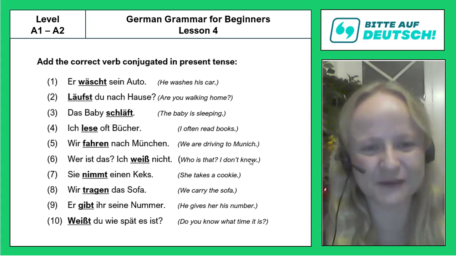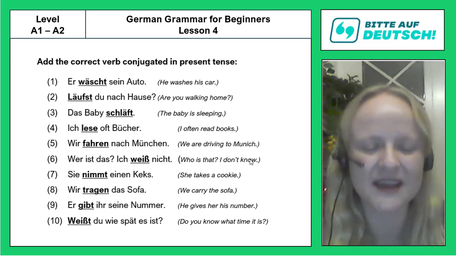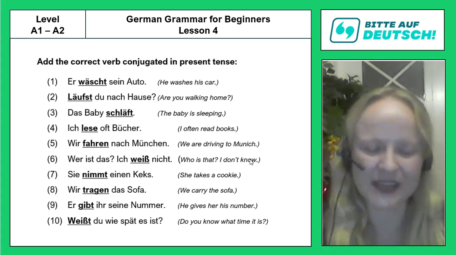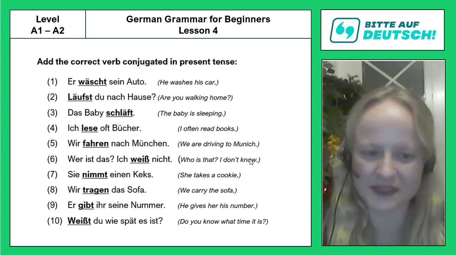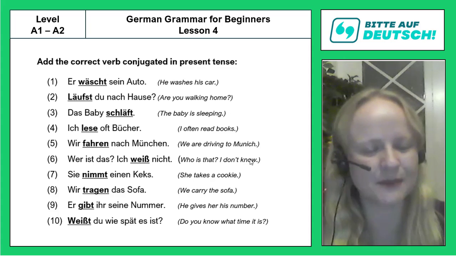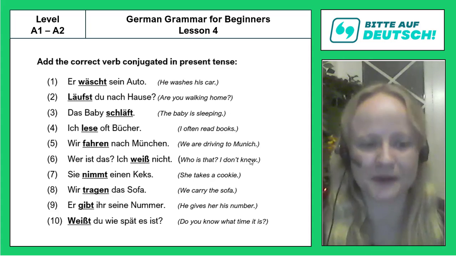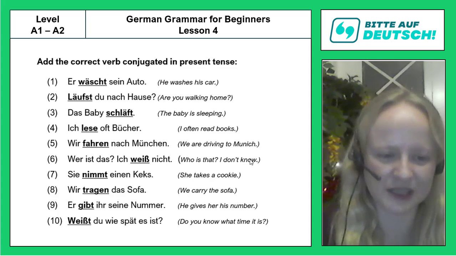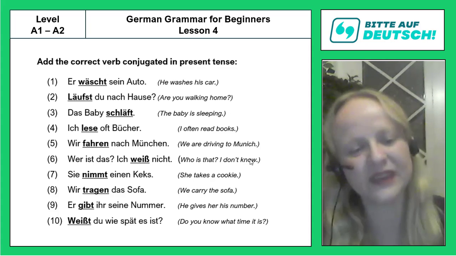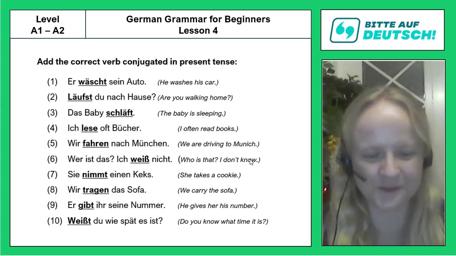Okay, so the infinitive of this verb is geben. Geben, to give. And that changes in its conjugated form for the second and third person singular to the verb stem, gib, gib. And then we add the t as the conjugation ending for he, she, it. Er gibt ihr seine Nummer.